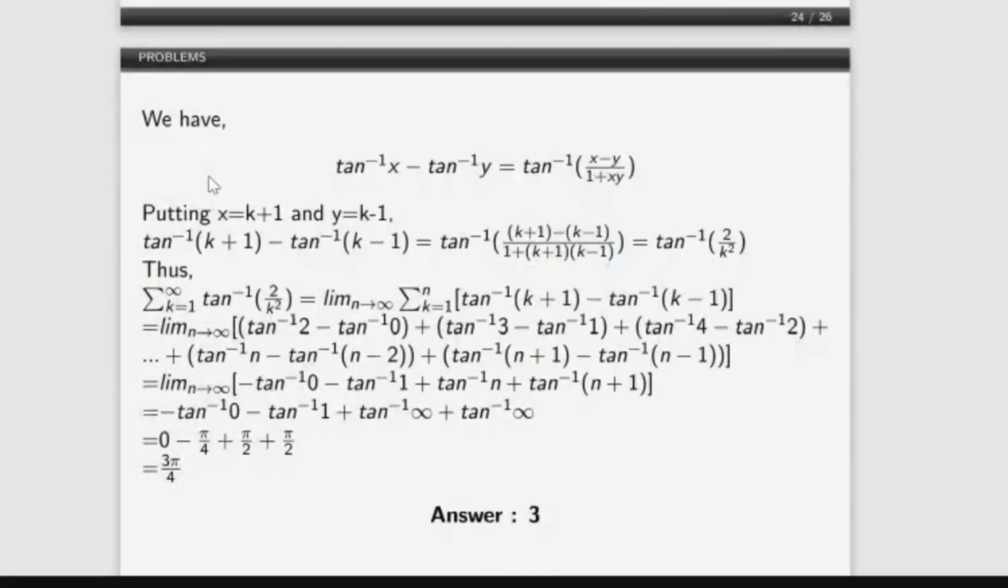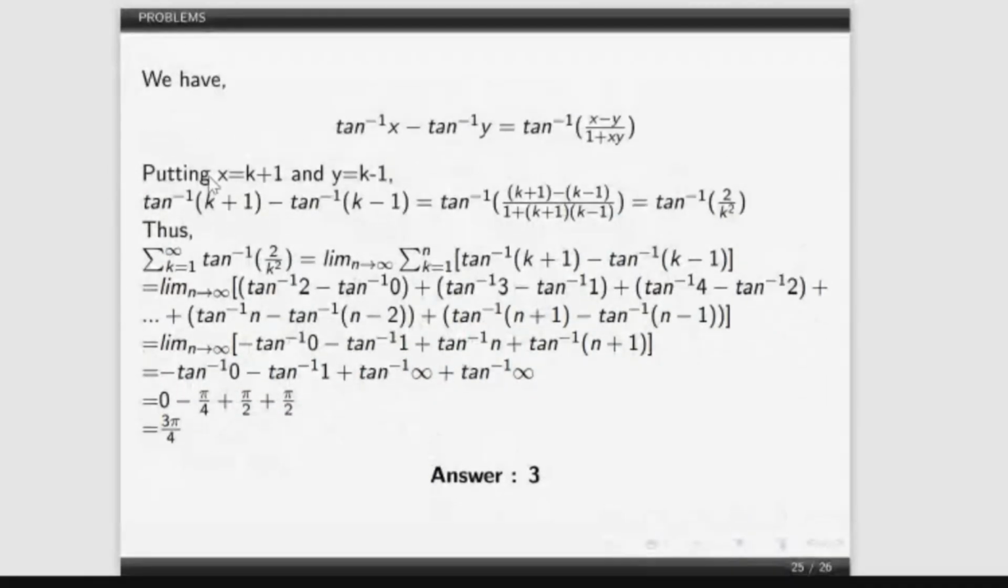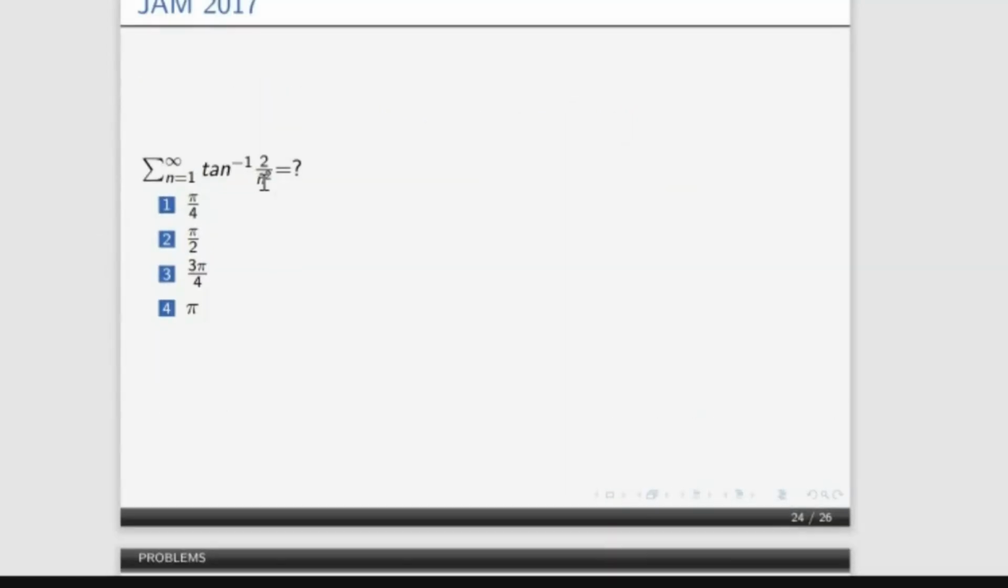So this is the identity that we are going to use. Tan inverse x minus tan inverse y equals tan inverse of x minus y by 1 plus xy. So I am going to put x equals k plus 1 and y equals k minus 1. So what does it become? Tan inverse k plus 1 minus tan inverse k minus 1 equals tan inverse, just substituting it here, 2 by k square. That is the term given in the question, right?